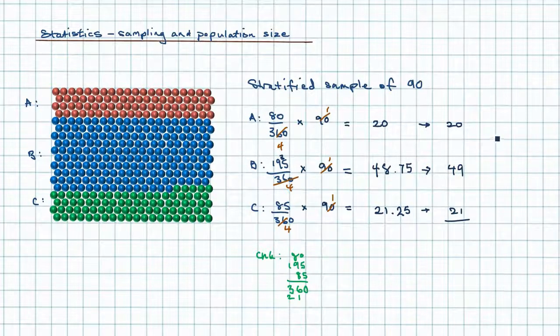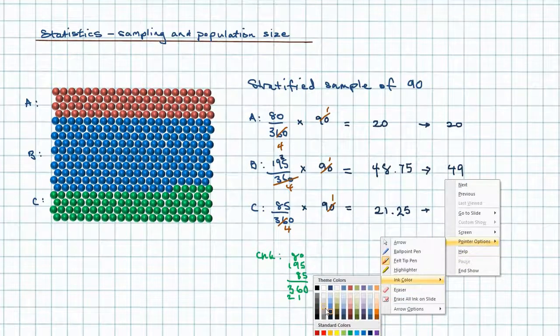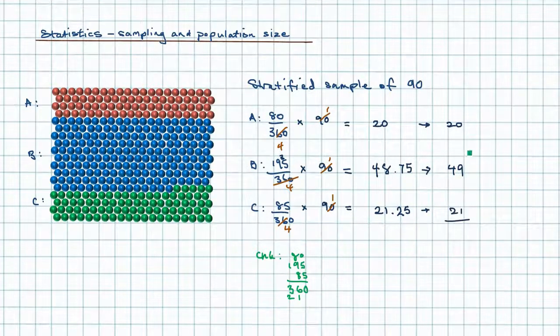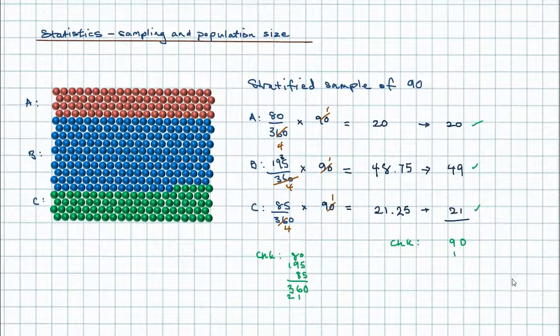So the answer is that for the reds, or the A group, we need to randomly select 20, from the B group 49, and from the C group 21. But again, we're just going to do a check to make sure our total adds up to the 90. So 0, 9 and 1 makes 10. Let's just write a check here. To the 10, carry 1, 2, 4 and 2 is 8, plus the 1 gives us our 90. So we're going to say these answers are correct.